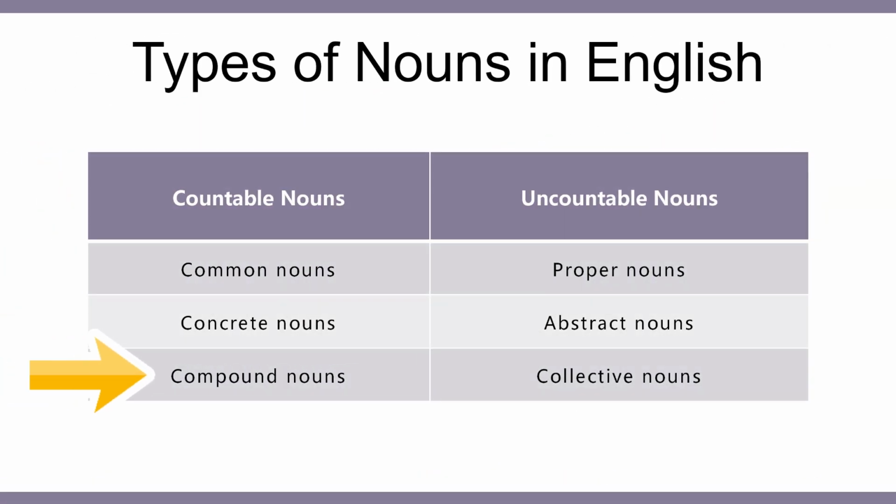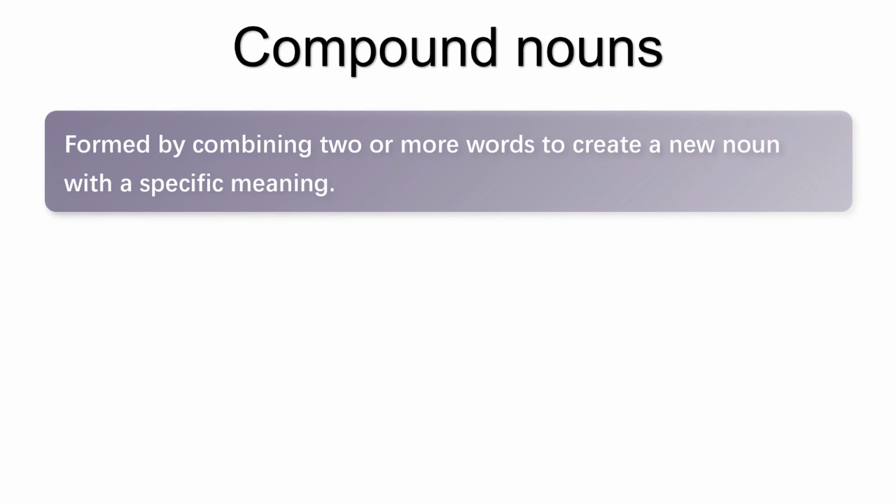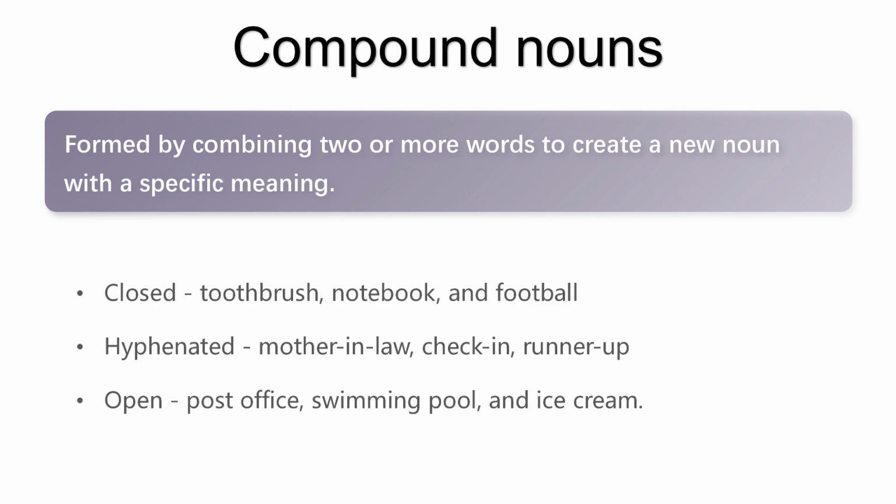Compound nouns and collective nouns. Compound nouns are nouns that are formed by combining two or more words, often from different parts of speech, to create a single noun with a new meaning. For example, the words tooth and brush combine to make the compound noun toothbrush, which refers to the item used for cleaning teeth. There are three main types of compound nouns.